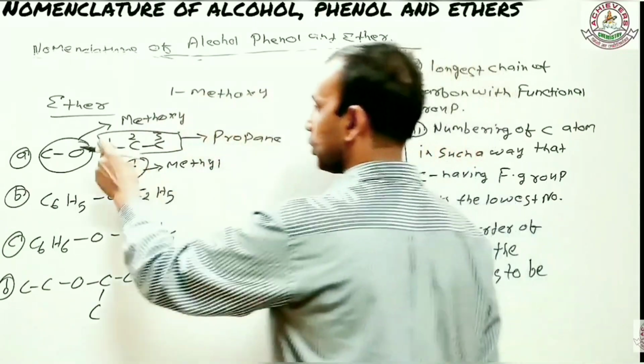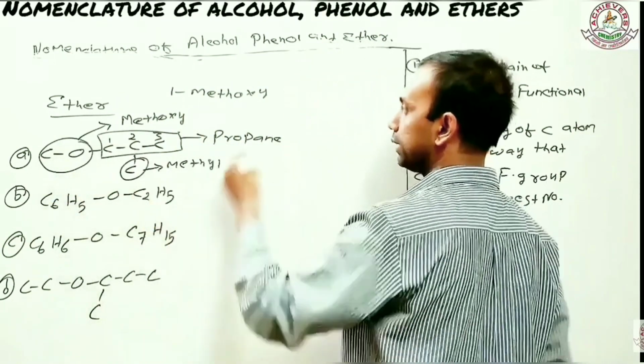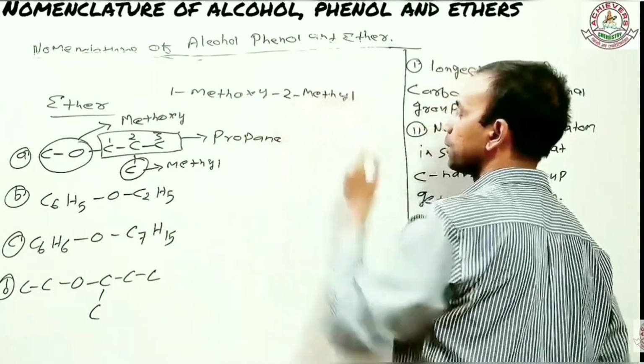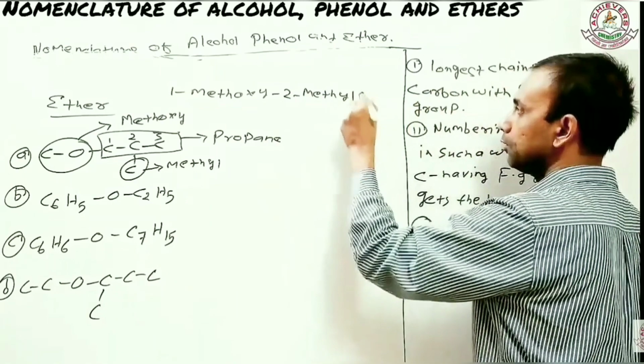Why 1 methoxy? Because on the first carbon you have methyl and oxygen, and then 2 methyl propane.